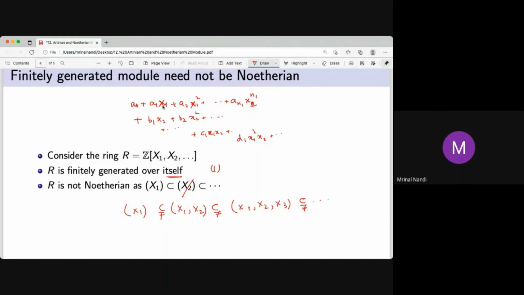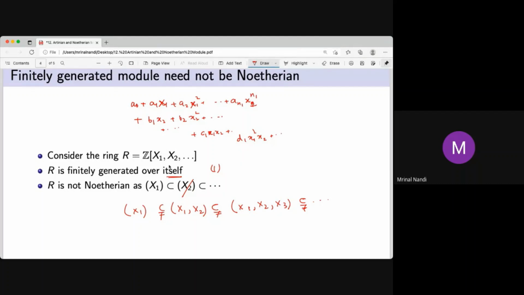So what are the terms? The terms may be like a1 x1, a2, a3, where all the coefficients are integers from Z. Some a1 times x1 to the power 100, or x2 to the power 700, and maybe x1 times x2 to the power 5 times x3 to the power 9, that is also there. So you take all these variables, and you can take products and sums. That you can do, but no division. x1 by x2 is not a polynomial. So these are polynomials of more than one variable, and this is a ring.